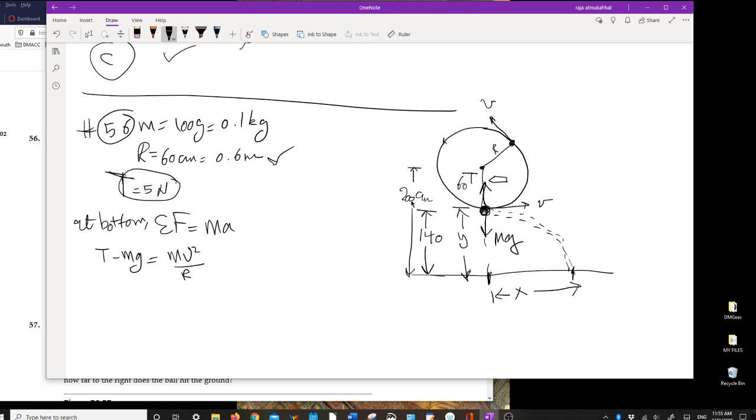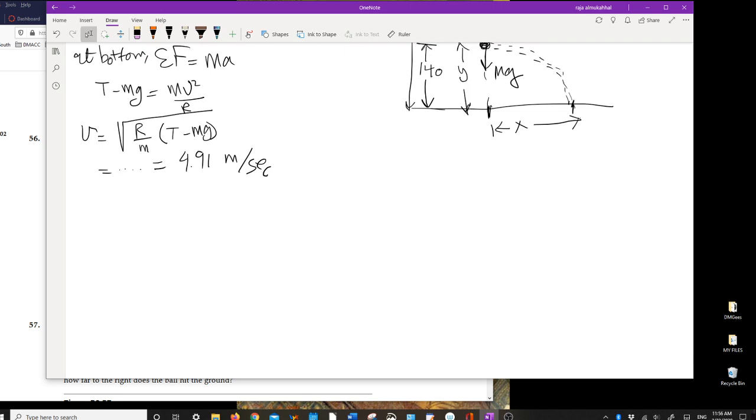The mass is given to me as well, and the radius is given to me as well, so I can easily find V. The V in this case, I just copy from my notes. After you do the algebra, it is the square root of R over M times (T minus mg), and then you plug in your numbers and you will get 4.91 meters per second.